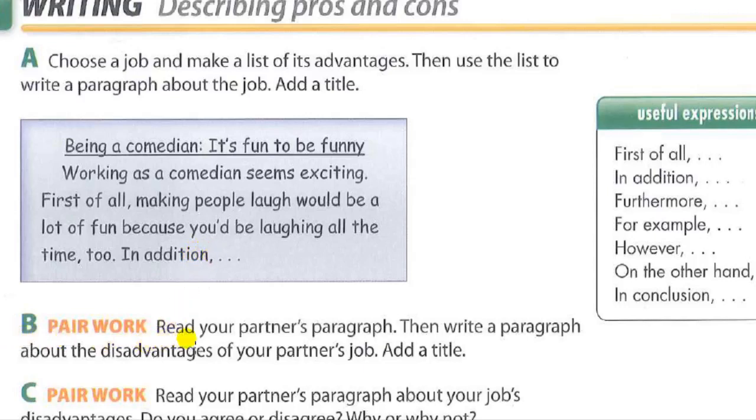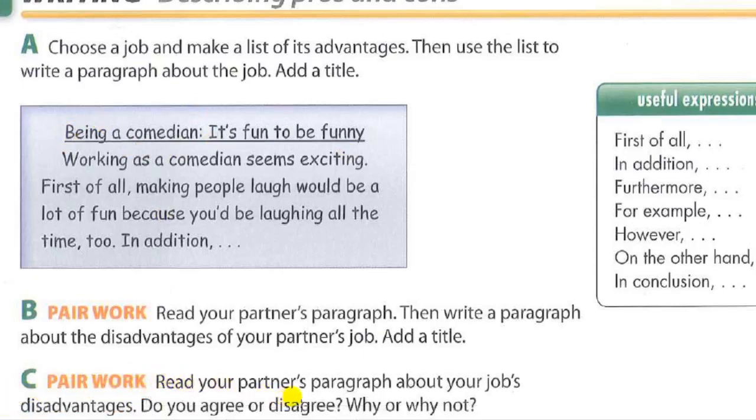B: Pair work. Read your friend's paragraph, then write a paragraph about the disadvantages of your partner's job. Then we start to add the title. This is the title. C: Pair work. Read your partner's paragraph about your job's disadvantages. Do you agree or disagree? Why or why not? Here we have a discussion between all our friends about the advantages and disadvantages of this job. That's the end of Unit 2, Part 1.